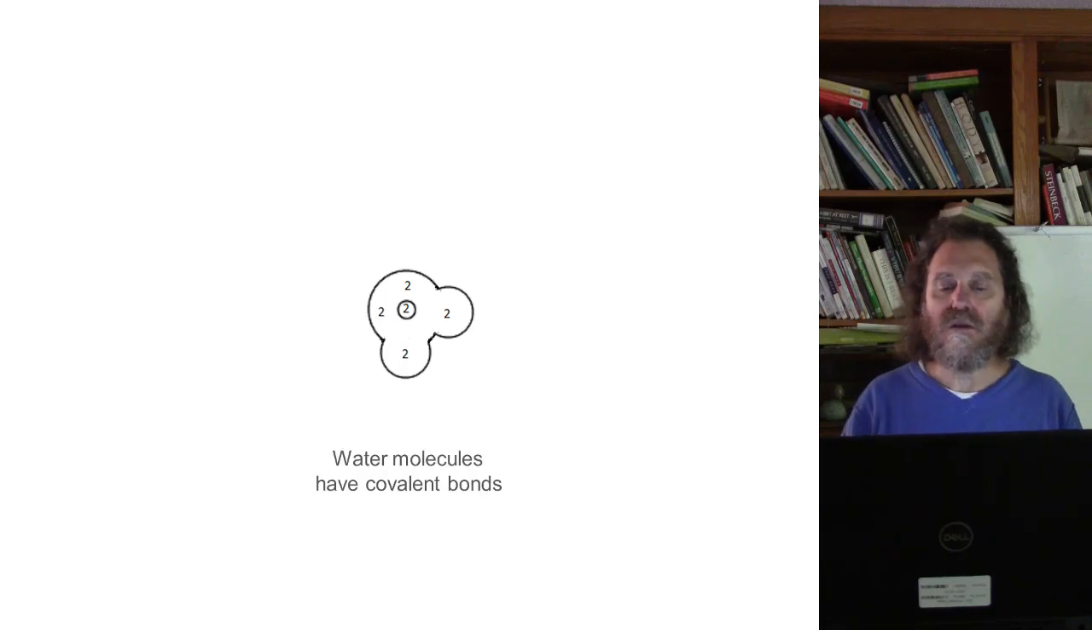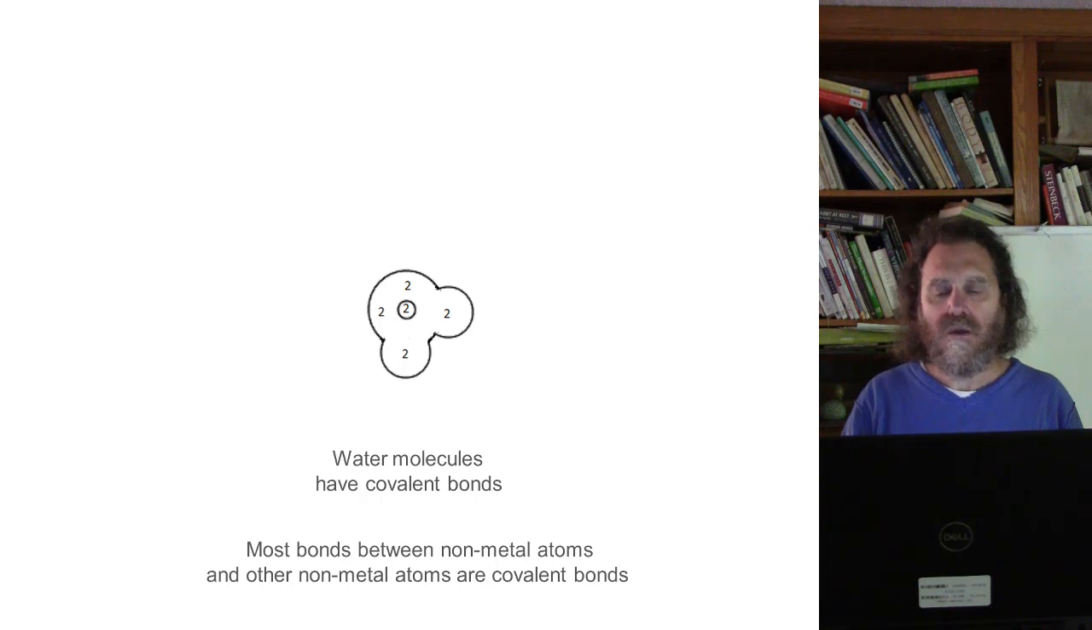Another hydrogen atom can come along and share its electron. So look at the number of electrons now: 2, 4, 6, 8, 10 electrons. That's the electrons from the original oxygen atom and the 2 original hydrogen atoms, but now 4 of those are being shared by the different atoms of this molecule. So this is a covalently bonded material. Water molecules are covalently bonded, and most bonds between nonmetal atoms and other nonmetal atoms are covalent bonds.